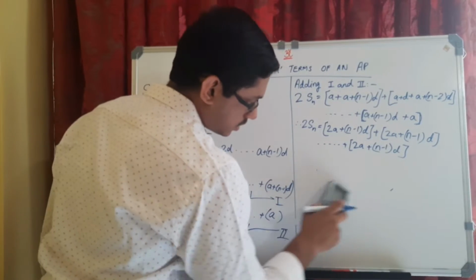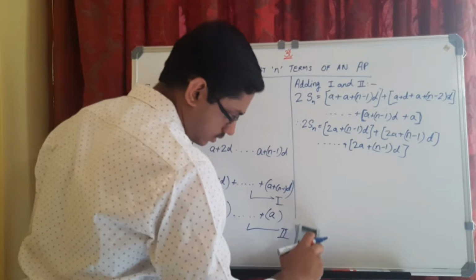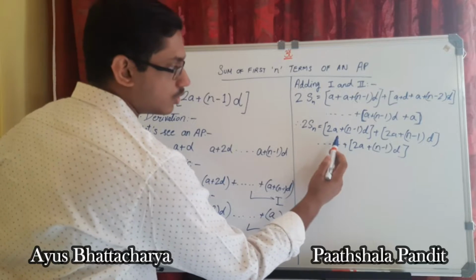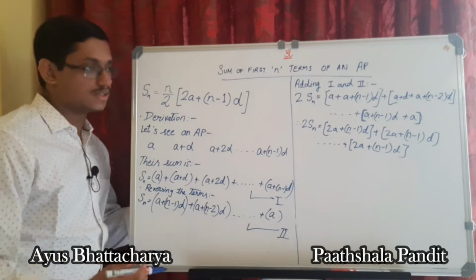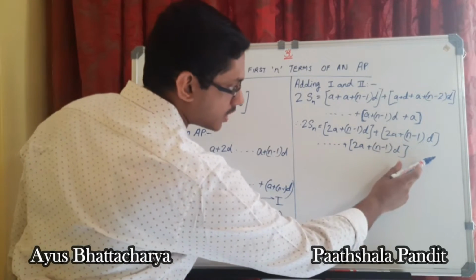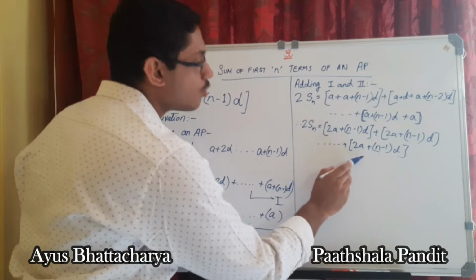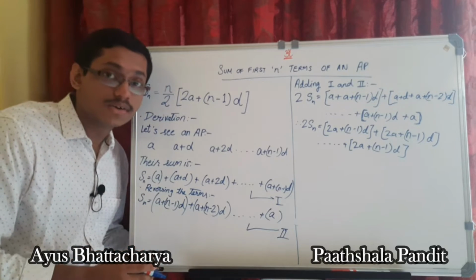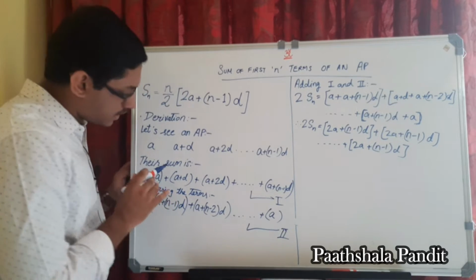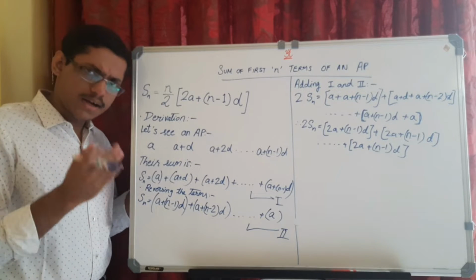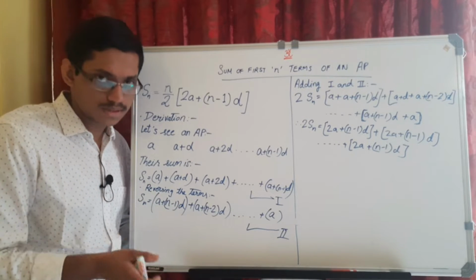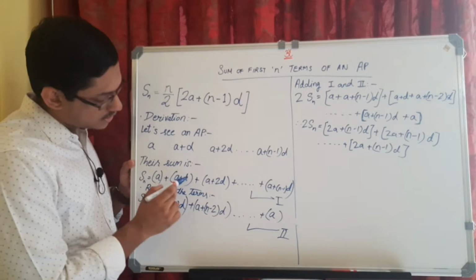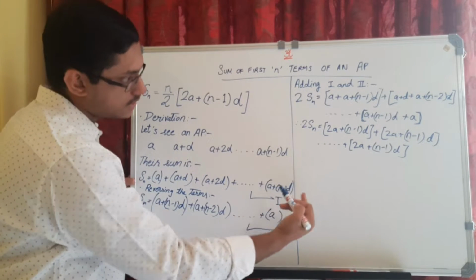Let me erase this first. All right, so what we can see here is that this term 2a plus n minus 1d is being repeated. 2a plus n minus 1d, 2a plus n minus 1d, continued. Now, how many times is it being continued? See, how many terms are there in Sn? N terms, because we are adding n terms. So there will of course be only n terms. This is 1, this is 2, 3 till nth. This is the nth term.